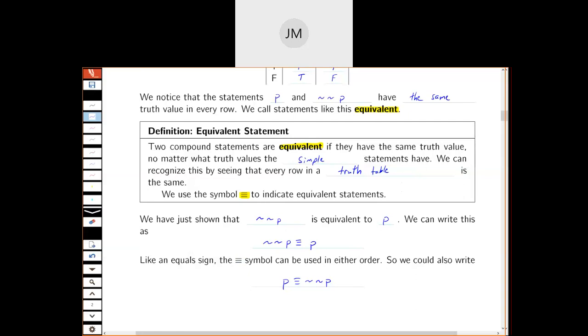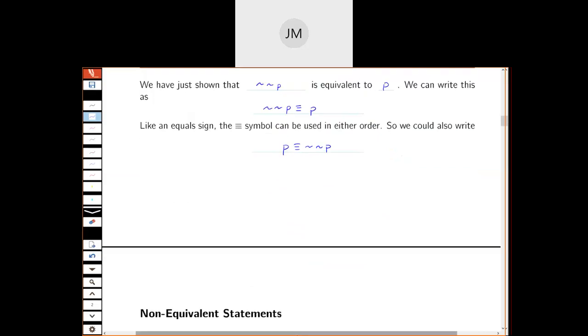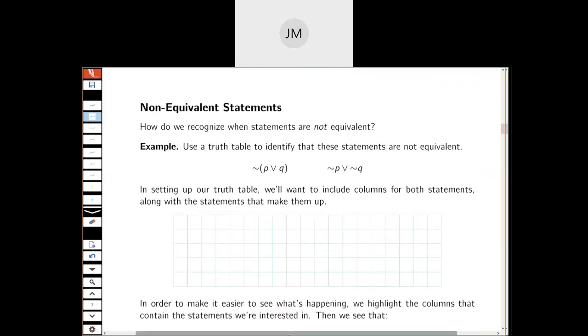All right, so let's go ahead and look at things that are not equivalent. I think sometimes it's helpful if we talk about what something isn't, then it's helpful to understand what it is. So how do we recognize when statements are not equivalent? So let's use a truth table to show that these two statements that we have written here are not equivalent.